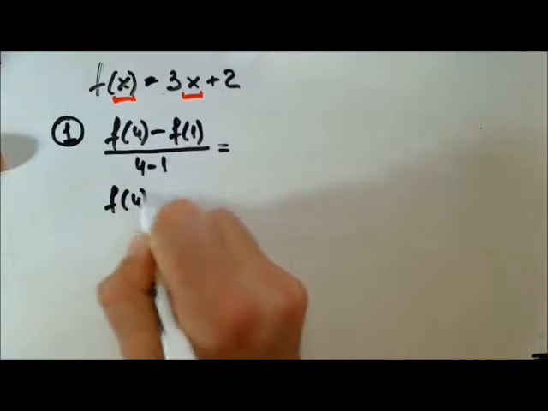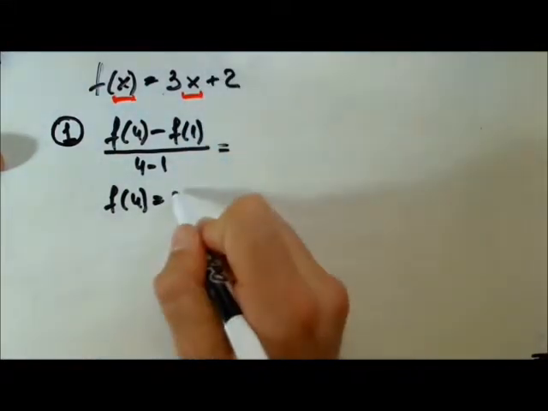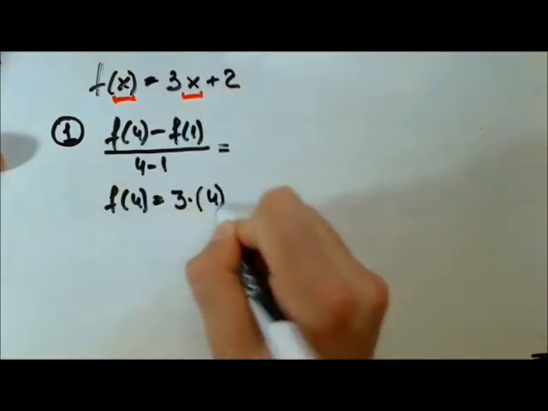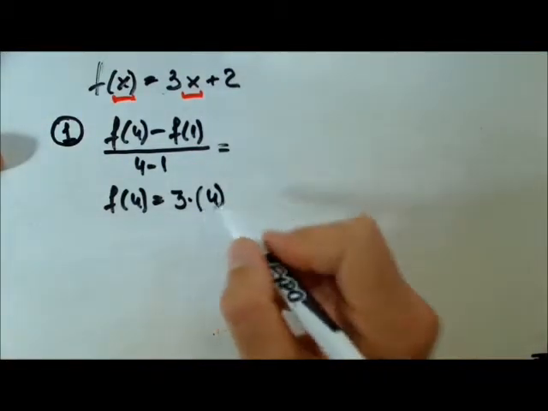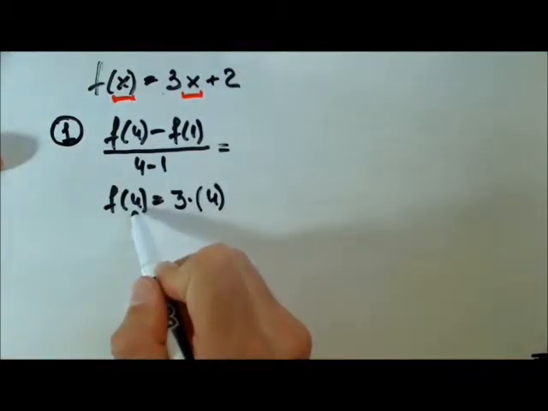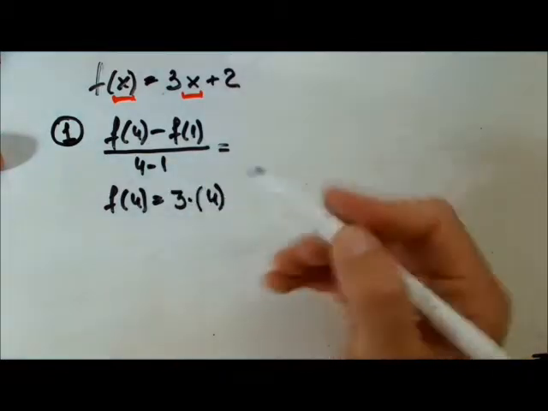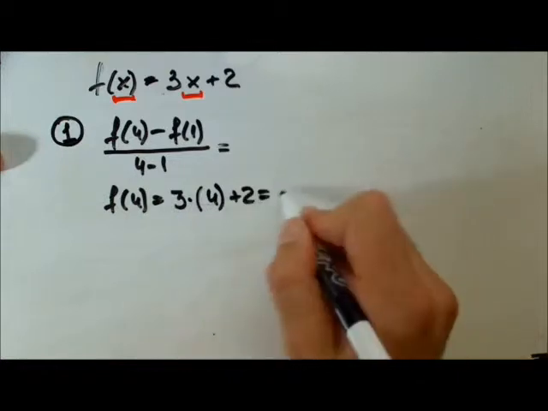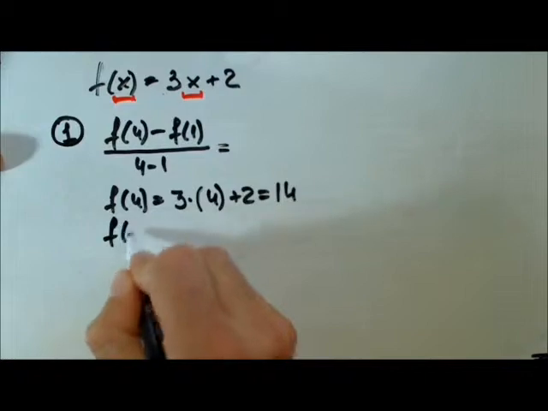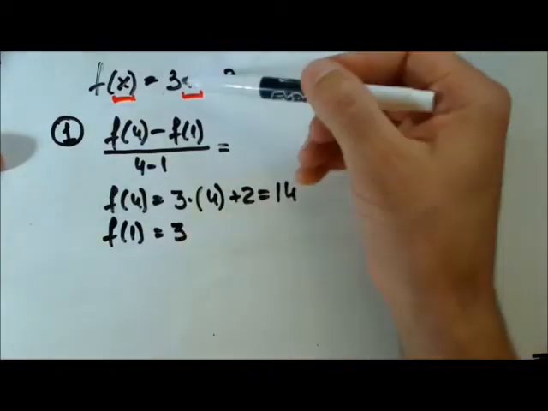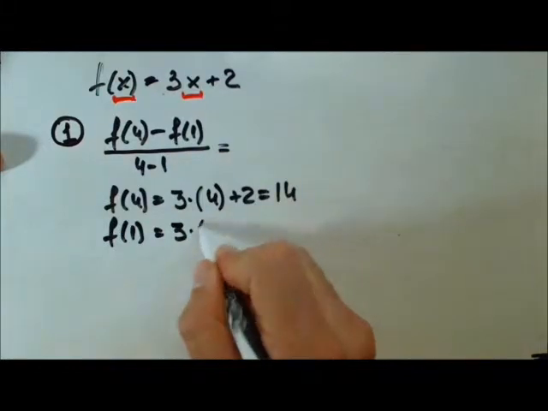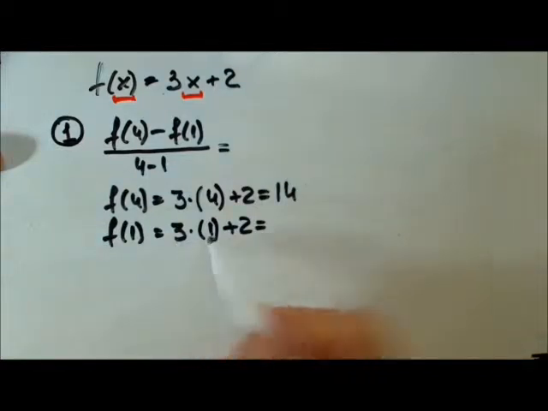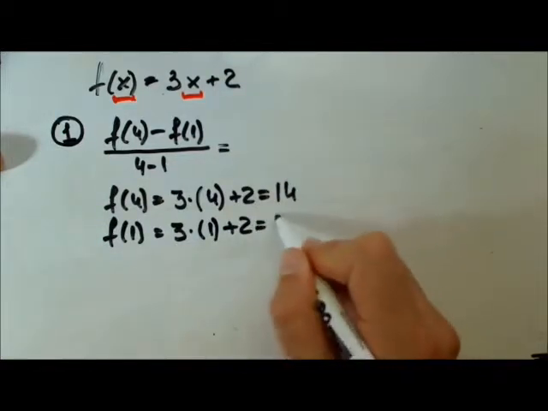Okay, first one, f of 4. We plug into our expression 3 times the input, using parentheses. It will be a very helpful habit later on when our input is a little bit more complicated. 3 times 4 plus 2. 3 times 4 is 12, 12 plus 2 is 14. Now f of 1 equals, again, 3 times the input, which in this case is 1, using parentheses, plus 2. 3 times 1 is 3, plus 2 is 5.